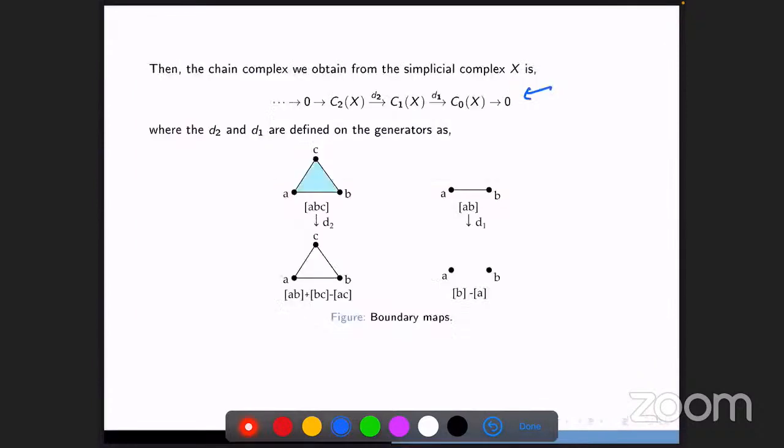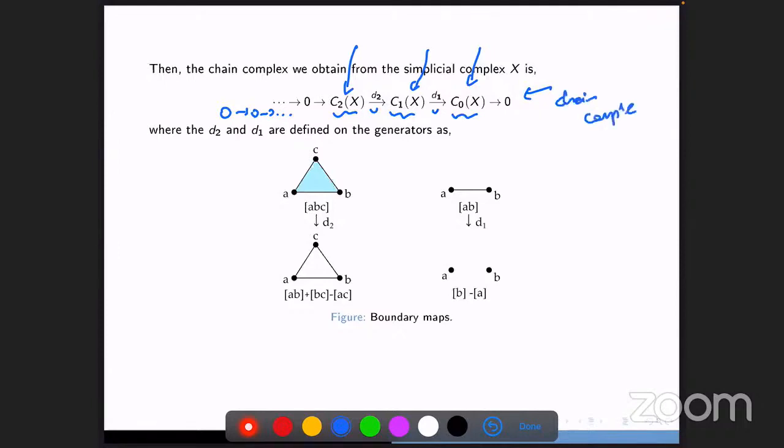We have these zeros here, a bunch of zeros in other dimensions, and C2X is non-trivial, C1X is non-trivial, and this one is non-trivial. And okay, we obtain these abelian groups, but also we should define these maps between them, the homomorphisms, because we need to make sure that the condition is satisfied, right? To have a chain complex.